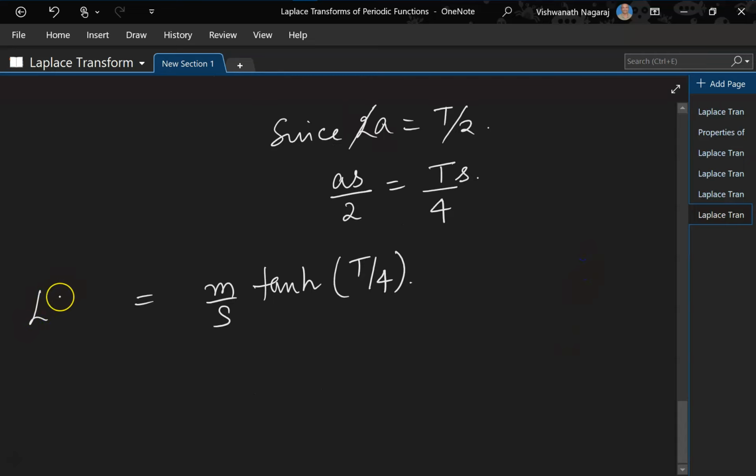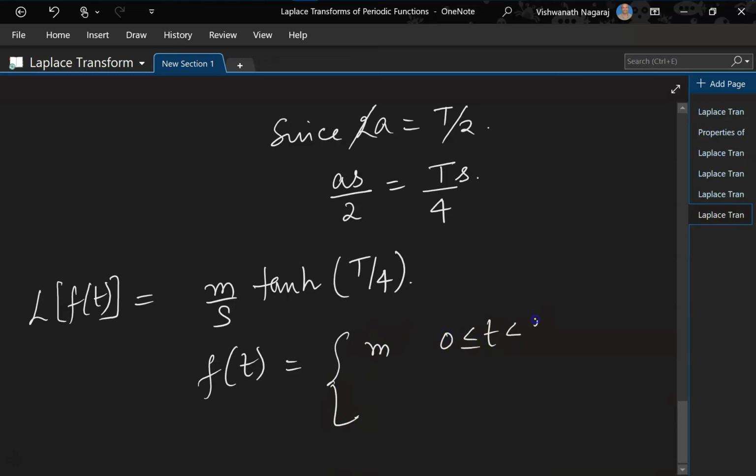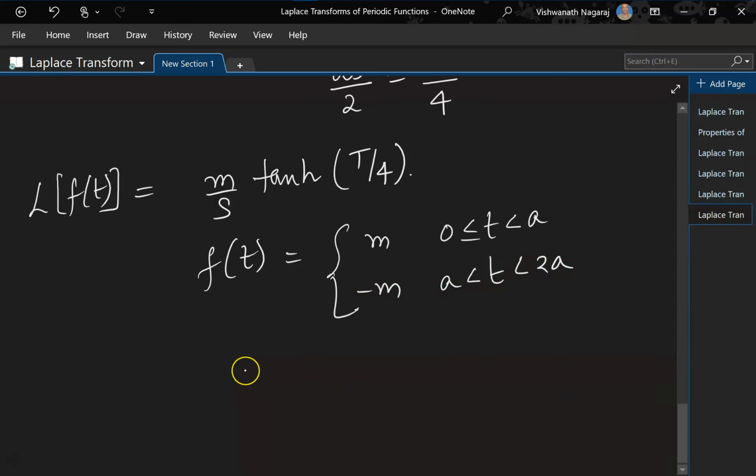This is the Laplace transform of f of t, where f of t is equal to m when t is between 0 to a, and when t is between a and 2a, it is minus m. And this is called the square wave function.